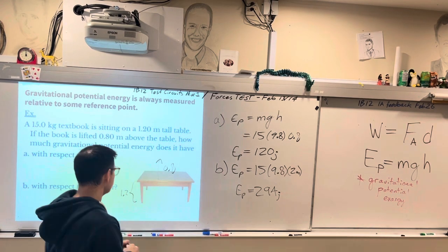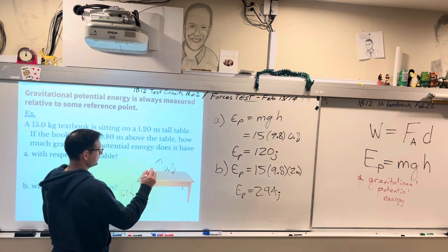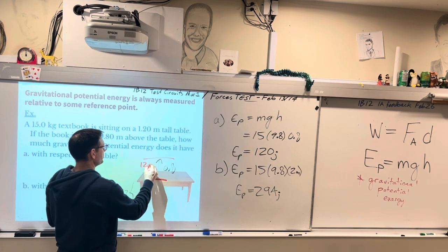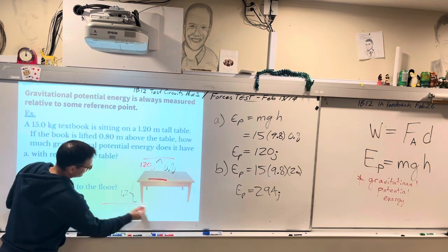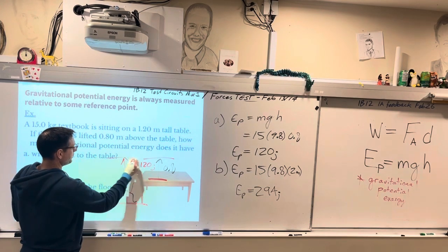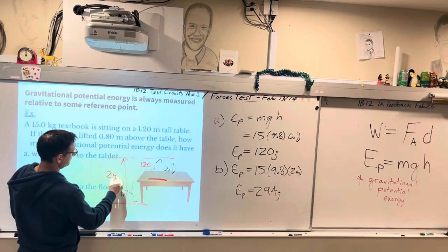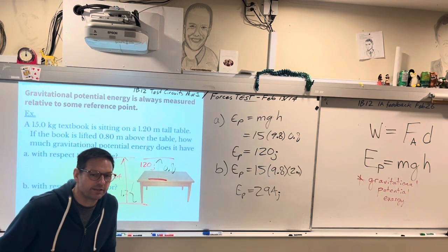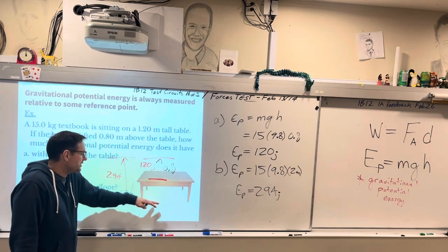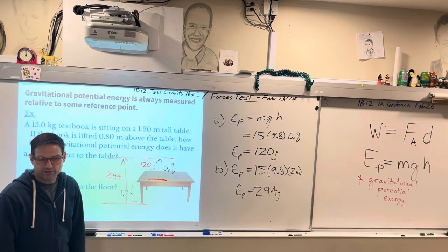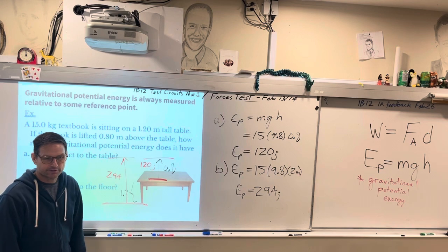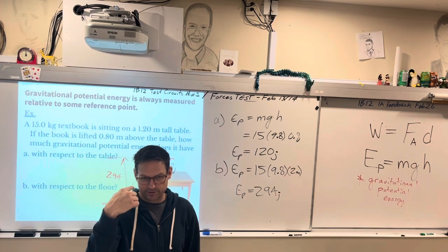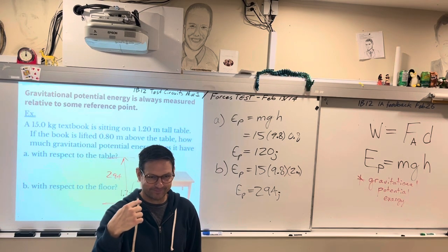What you're saying is relative to the table, so if you just start at the table and measure to the top, you have 120 joules. But if you start at the floor and you go all the way up, then you have 294 or whatever we got. It's going to be more. So your question should be, who decides where 0 is? Who decides where you start? Whoever makes the question. Put your hand in the air, your finger, point it like this. That's who decides. You decide.